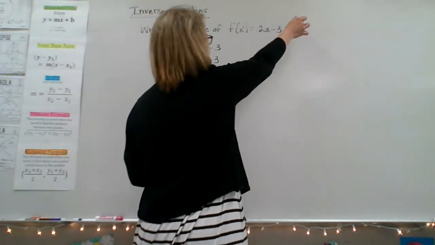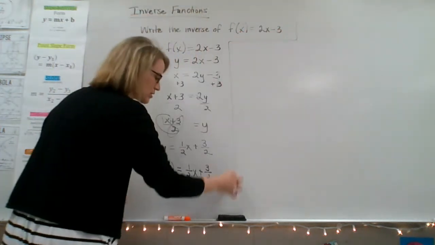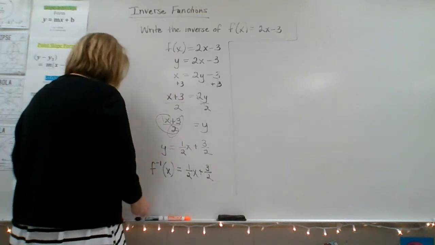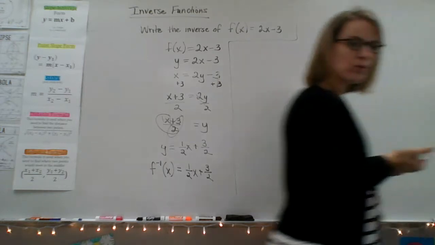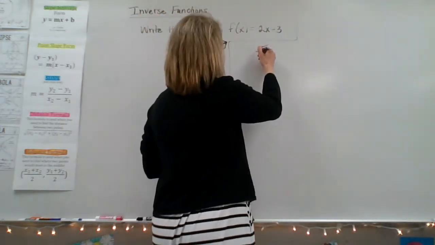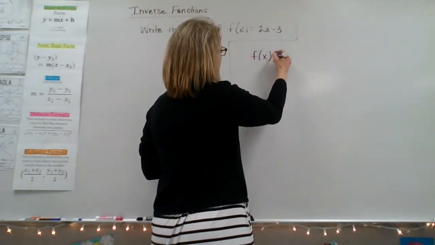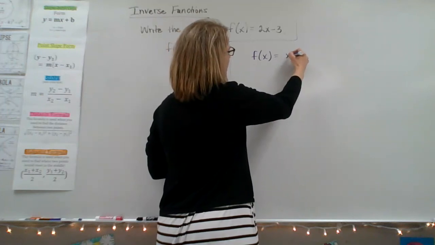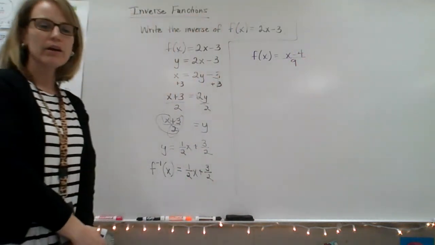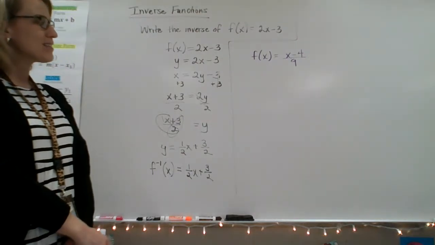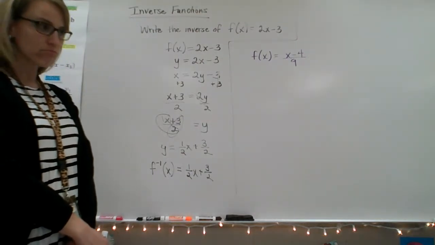I don't really have a whole lot of space, but I'll try to squeeze it in here. So I'll get a different color. Let's start out with one that has a fraction. So let's do f of x equals x minus 4 over 9. Just making something up here. All right, we want to write the inverse of that function.